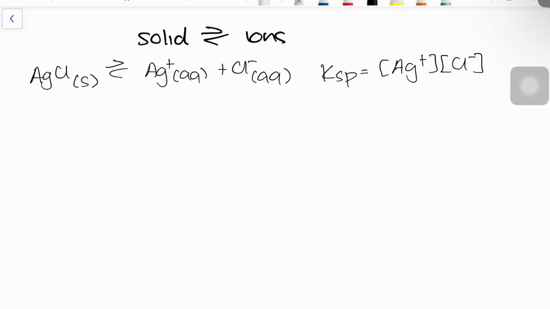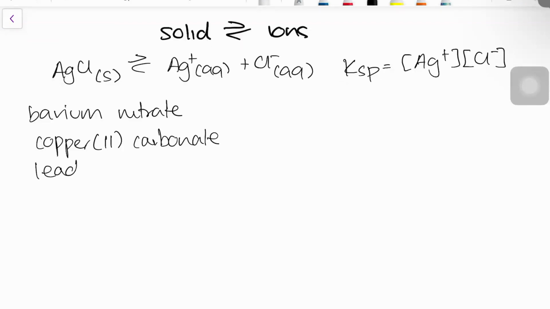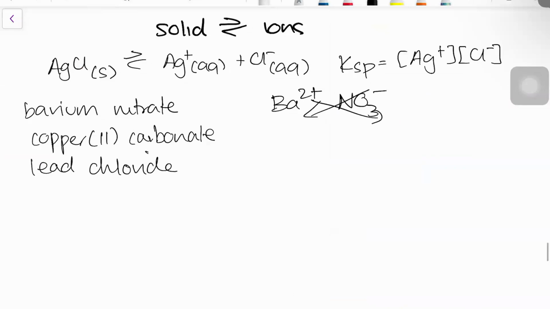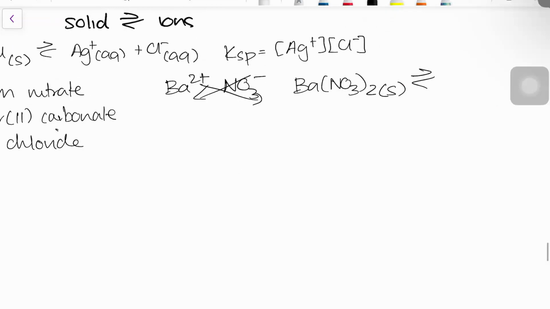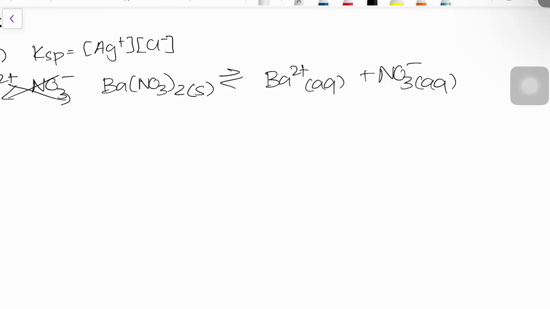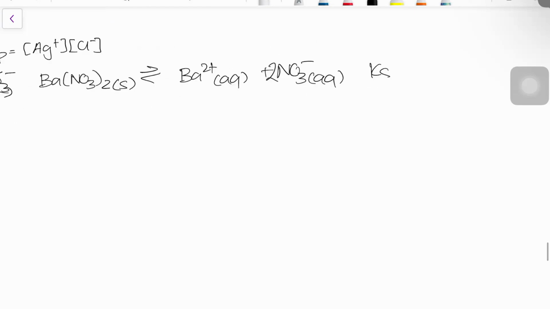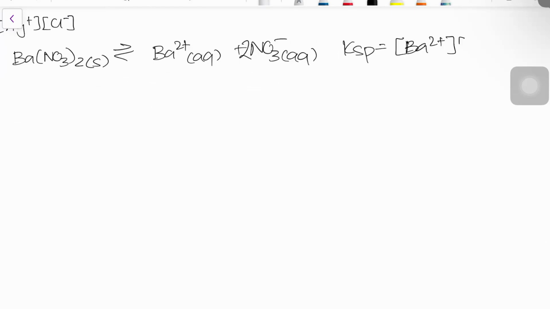So let's say, for example, I gave you another one and I gave you barium nitrate, copper carbonate, and lead chloride. Barium is Ba2+, and what's your nitrate ion? NO3-. Your crisscross method, move this over, move that over, ignoring your charges. So you get left with Ba(NO3)2 solid on the left, and then your ions reform on the right. So Ba2+ aq plus NO3- aq, and then to balance your equation, you have a 2 here. What's the KSP expression for this ionic compound? [Ba2+] times [NO3-].